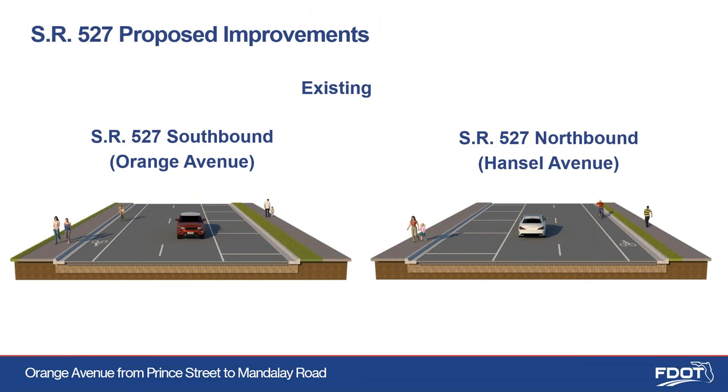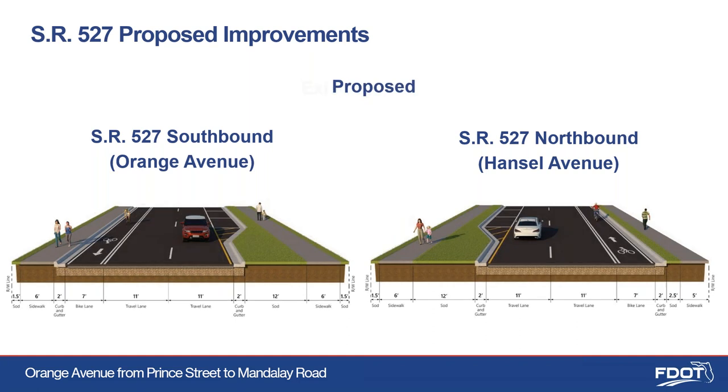State Road 527, or Orange Avenue, currently includes two travel lanes, left turn lanes to some of the side streets, on-street parking or striped pavement areas, and a bike lane for each roadway of the one-way pair. Existing sidewalks are provided along both sides of the corridor. The intent of this project is to resurface the existing roadway to provide 7-foot-wide buffered bike lanes. The on-street parking will be updated with curb extensions, and concrete sidewalks will be reconstructed to meet current Americans with Disabilities Act or ADA standards. This project will also improve existing transit stop facilities.